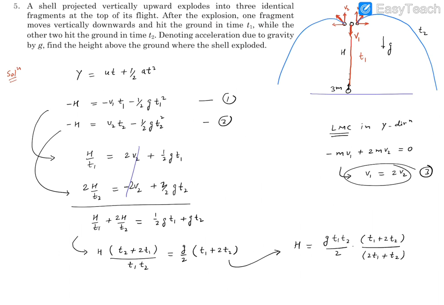Now look at this expression. It is in terms of g, which is known to us, and t1 and t2, which are known to us. So this will become your final expression for the height. That is your answer. Understood? Okay, thank you.